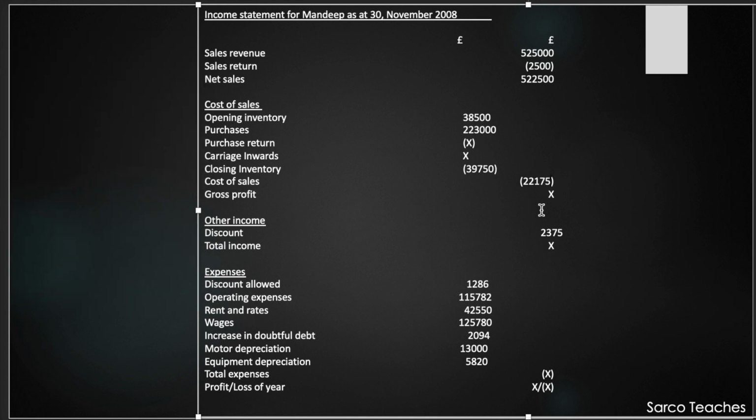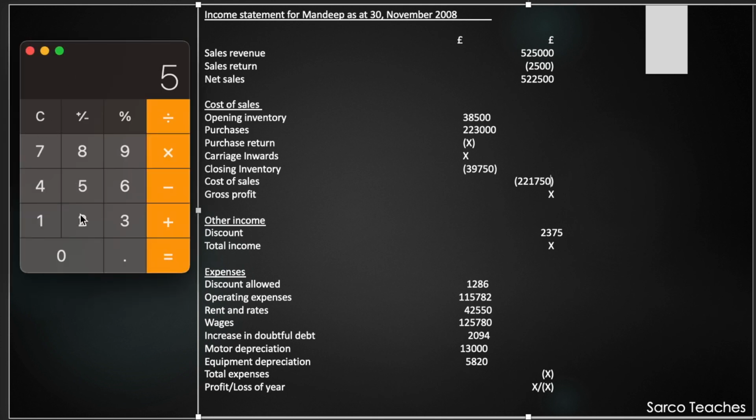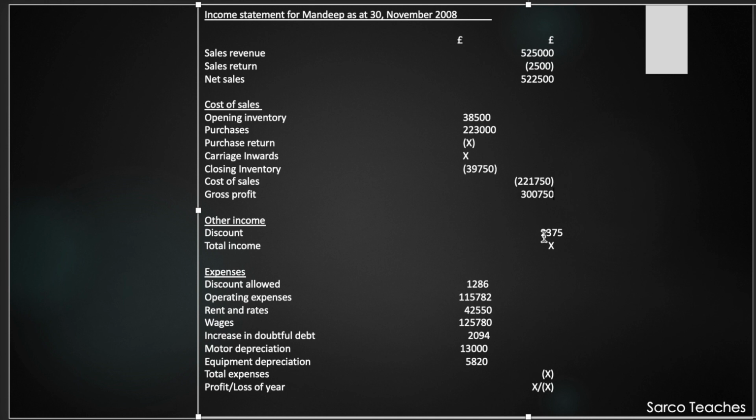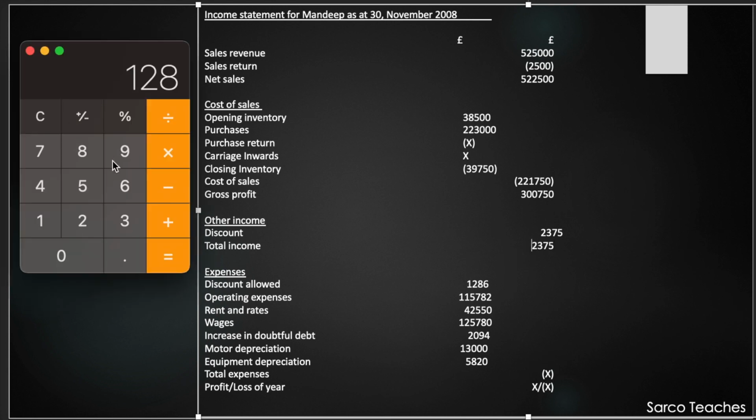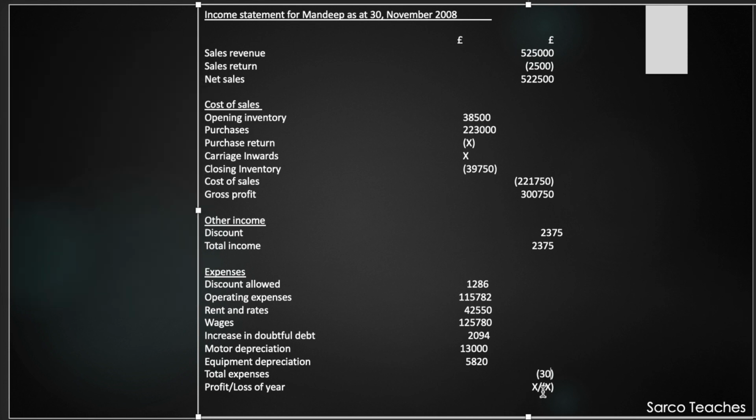Subtract closing inventory. And then we have gross profit. That's net sales minus cost of sales. And then for other income, we only have discount received, so it's 2,375. Next on the line is expenses. We have to total them up. So we do discount allowed plus operating expenses plus rent and rates plus wages plus increase in doubtful debt plus motor depreciation plus equipment depreciation.